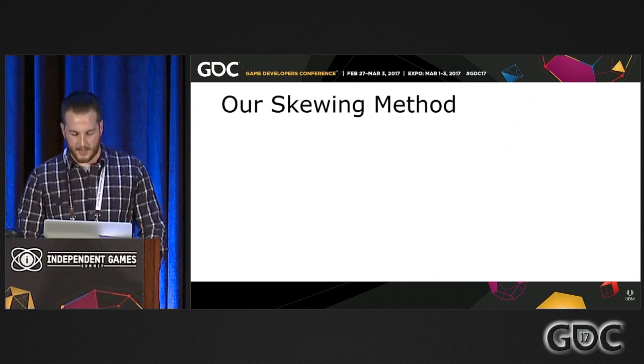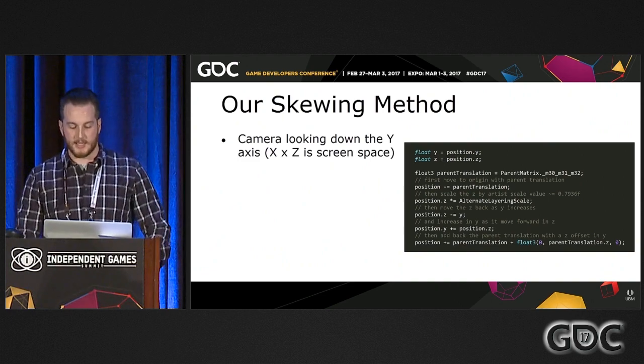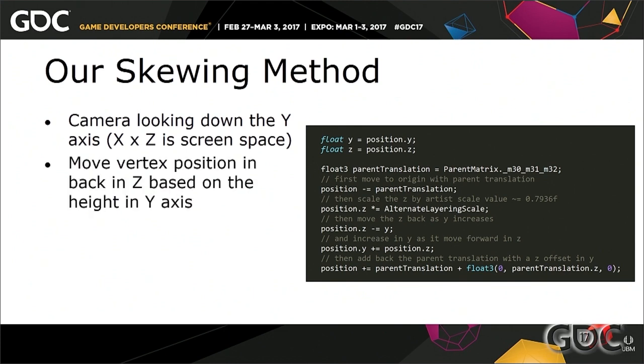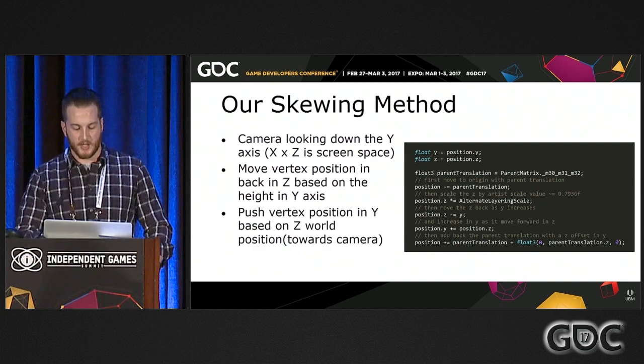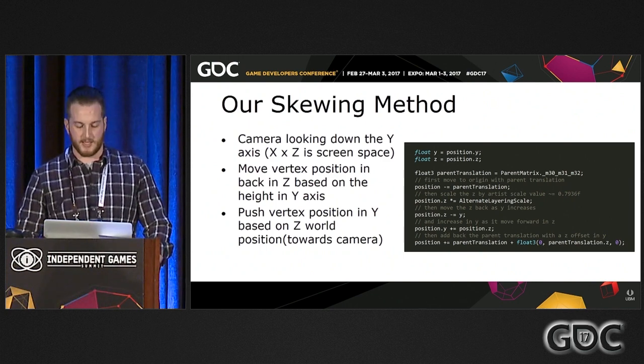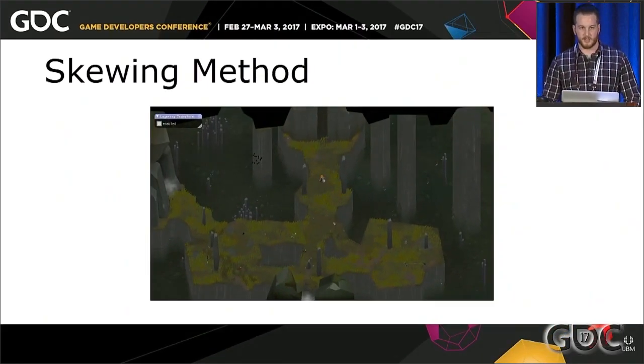So in our game, the skewing method that we used is the camera is top down on the y-axis, and the screen space coordinates are x and z. So what we do is we move the vertex position in the z-axis based on the y position, and then we push the vertex position in the y-axis towards the camera based on the z-world position. And we do this for all 3D geometry that's been rendered.